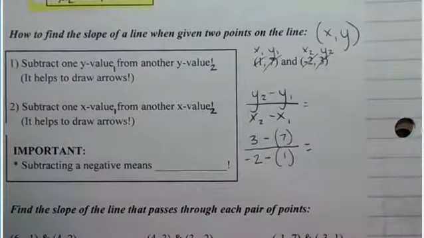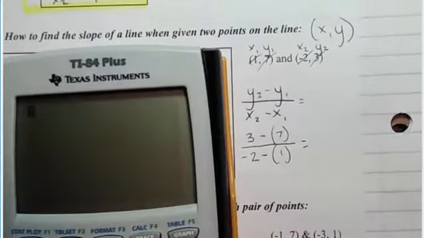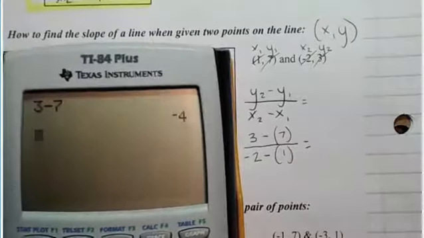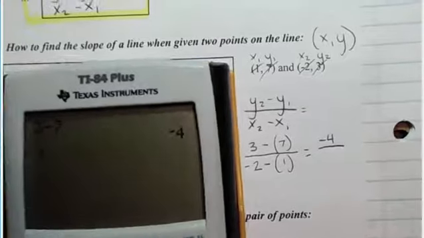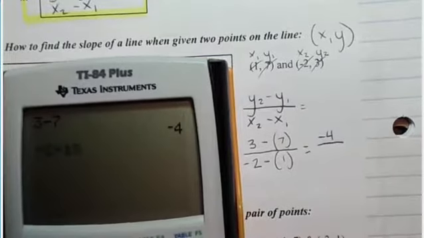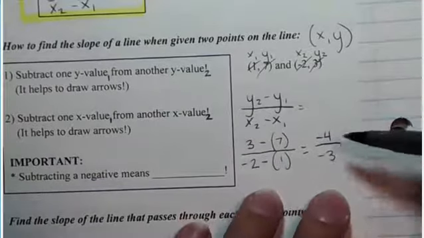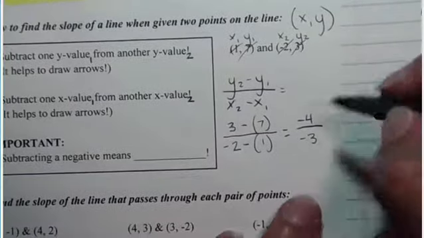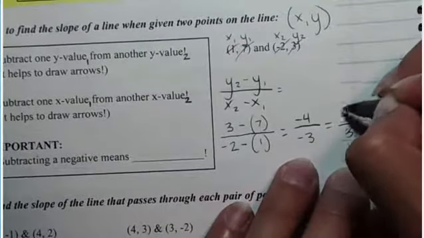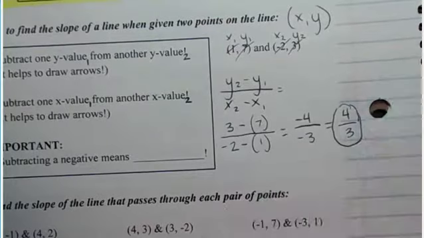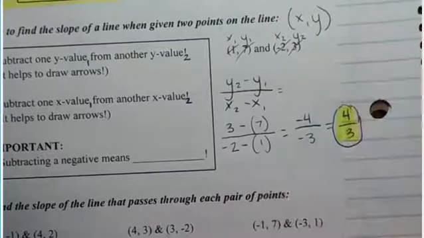So again, I can use my calculator to minimize errors. 3 minus 7 is negative 4. And negative 2 minus 1 is negative 3. Now from our warm-up, remember whenever I divide two negatives, that makes it a positive number. So my slope here is 4/3. Okay, simple as that.